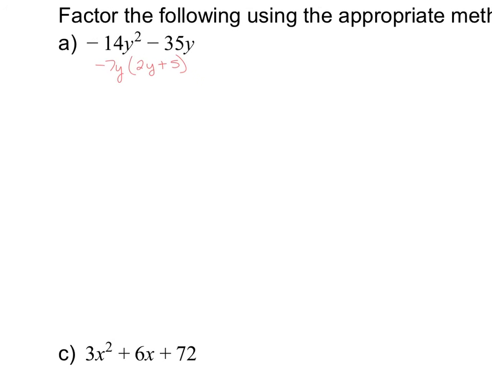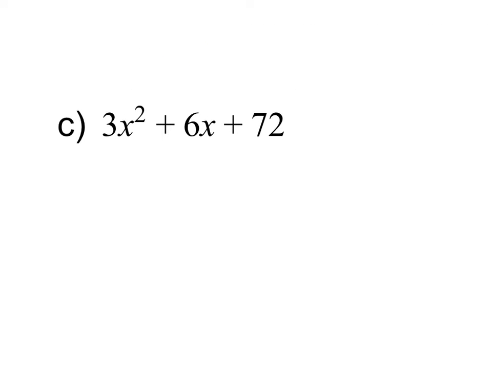Okay, letter C. Let's try to factor out the GCF. It looks like you can factor out a 3. So that would give me x squared plus 2x plus 36. So then we need what adds... Oops, I see I made a mistake. It's not 36, it's 24, isn't it?